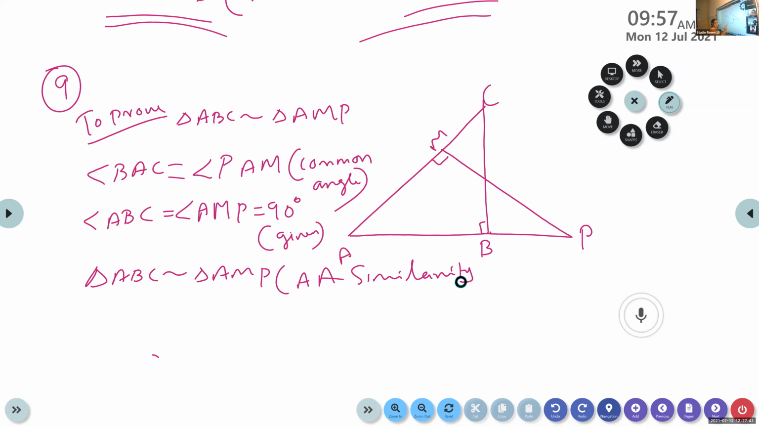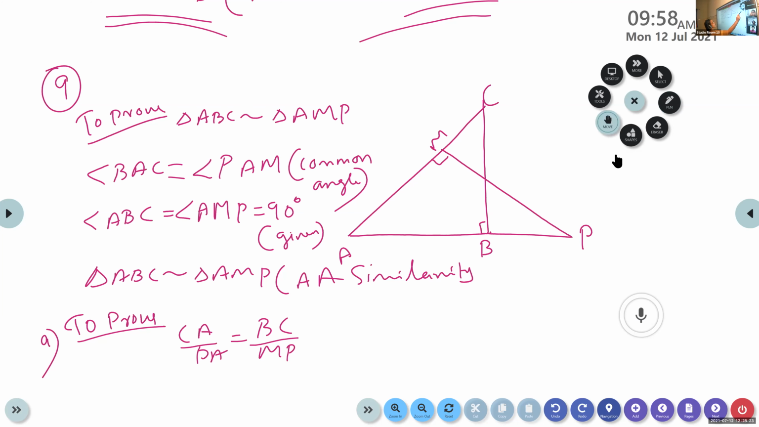This is a repeatedly asked question. It is AA similarity criteria. If these two triangles are similar, there is one more question: CA by PA equal to BC by MP. If two triangles are similar, the sides are proportional. Since they are similar, we can easily write these ratios are equal.